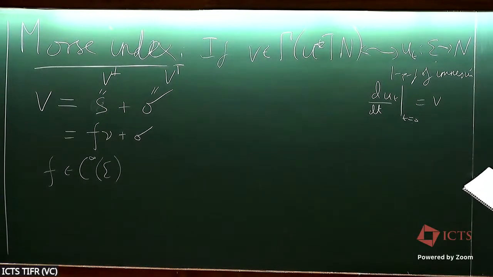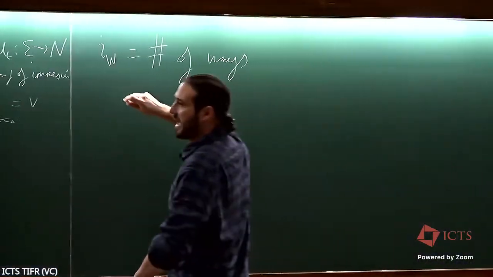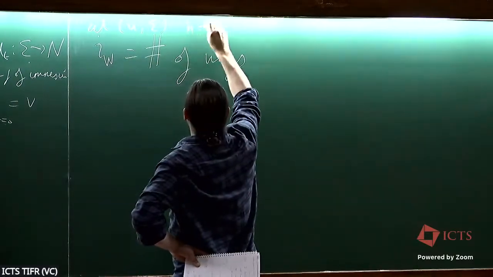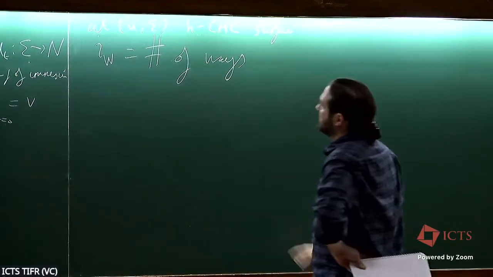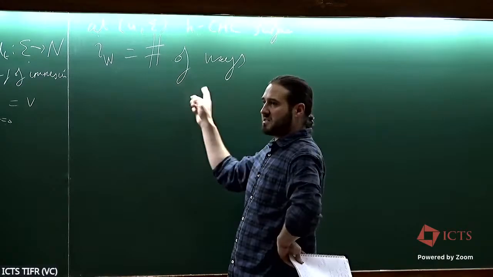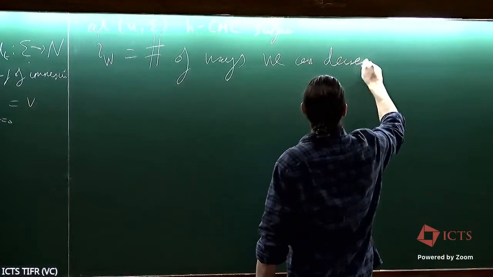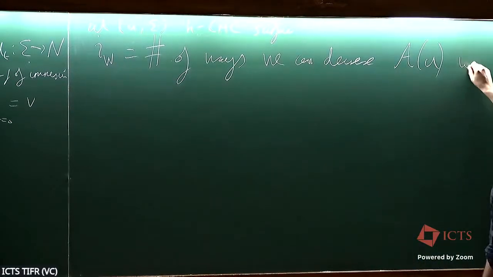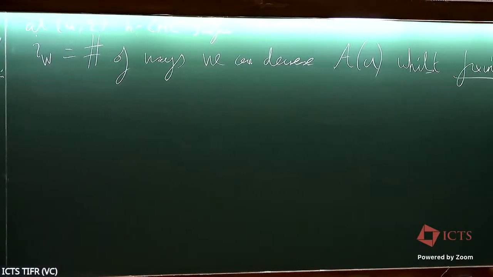This is simply the number of ways, so at u sigma a HCMC surface, okay, then this weak index is an integer and it tells me the number of ways we can decrease just the area of u whilst fixing the volume, or h times the volume.